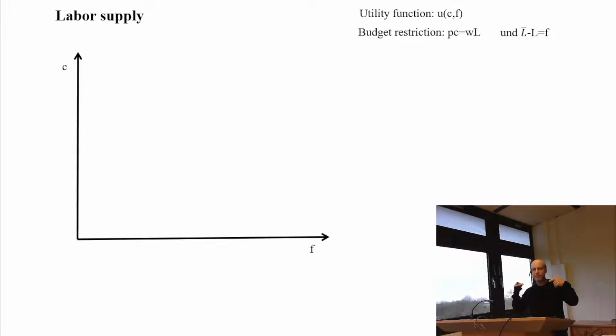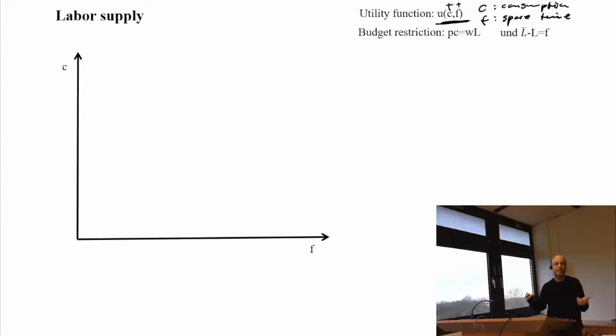So what we assume is that you have preferences, a utility function, depending on C, which is of course consumption, and F, which is spare time. And we think, of course, that the more the better. This function exhibits the assumption: the higher my consumption level, the happier am I. The more time I have to go on holidays, the happier am I.